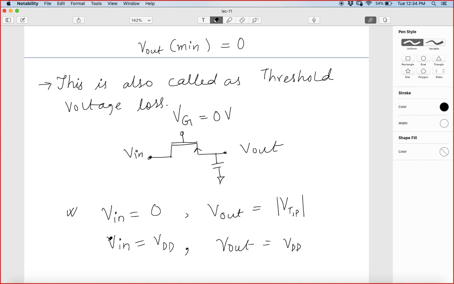However, whenever V in is equal to VDD, because we have a good amount of VGS, this V out will go to VDD. In this case the VGS will be equal to VDD, because we know that for a PMOS the reverse situation happens. Whenever these voltages are high and this is low, there's a potential difference, so there will be a VGS. So that's why the V out will go to VDD.